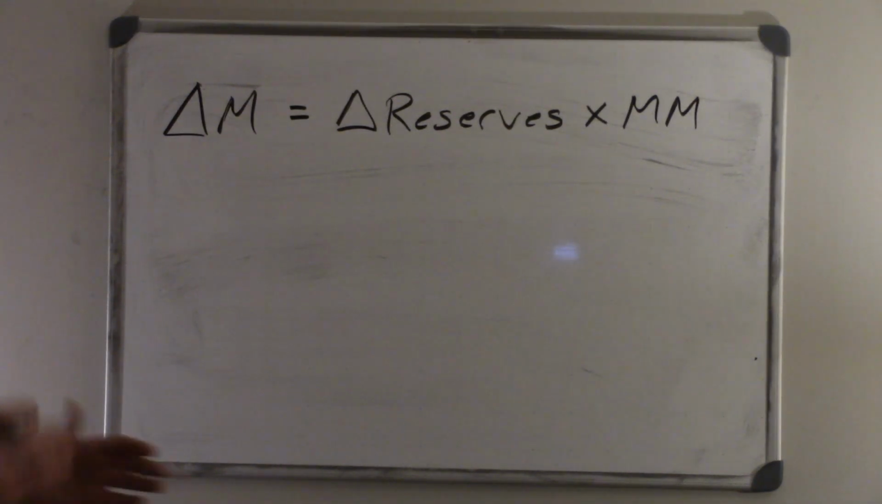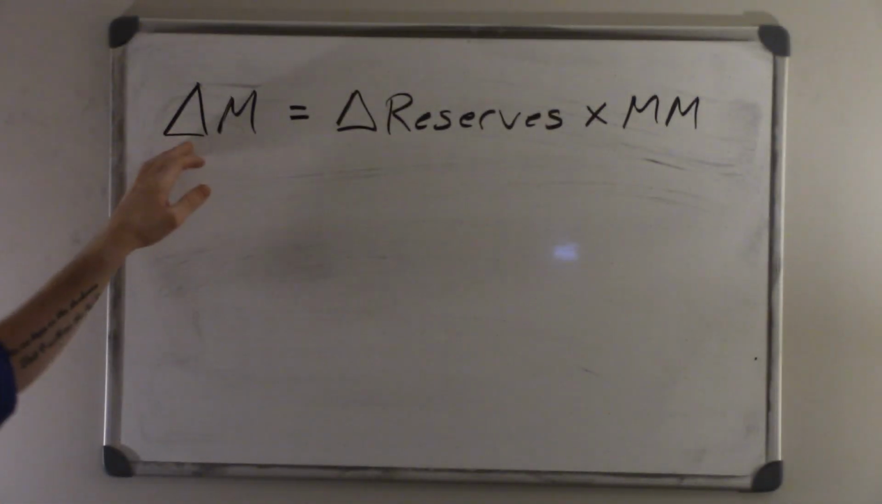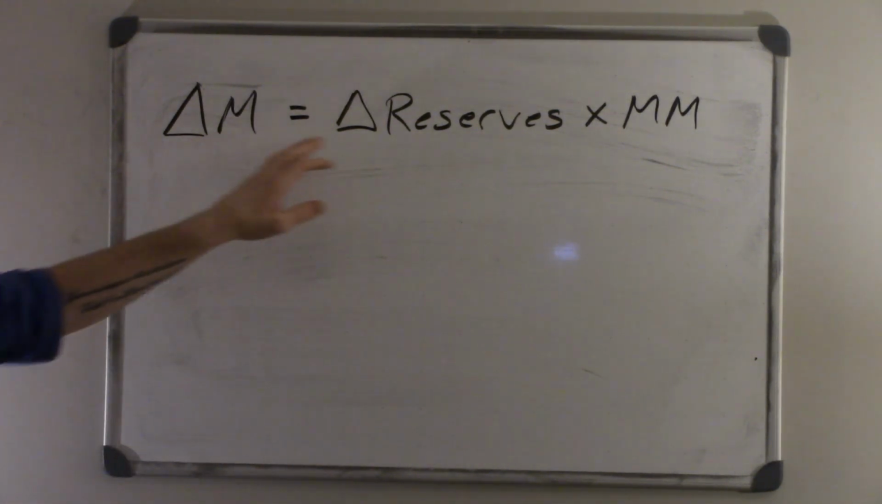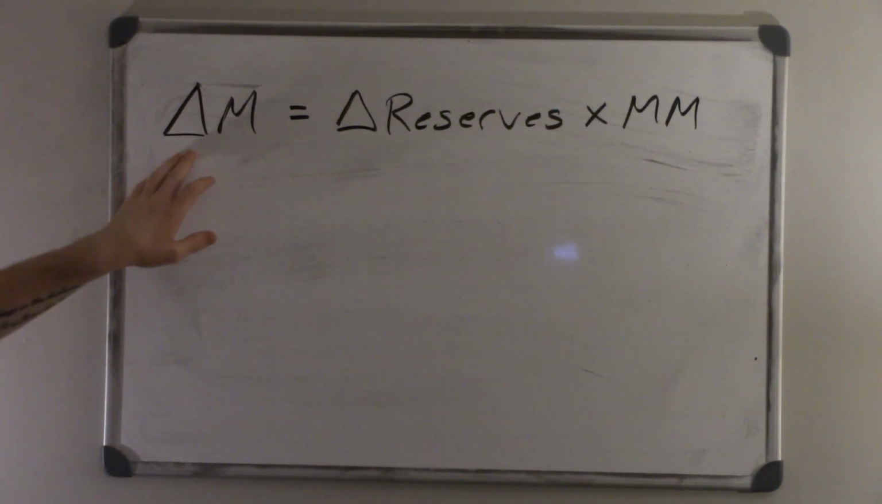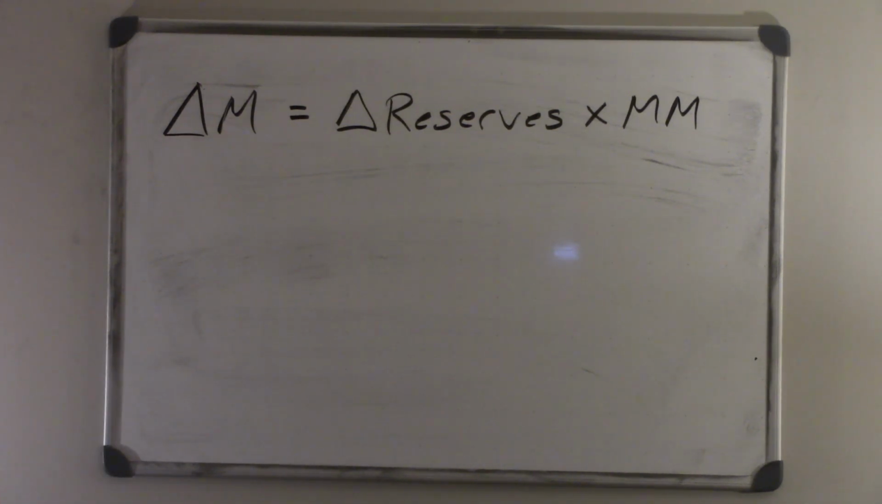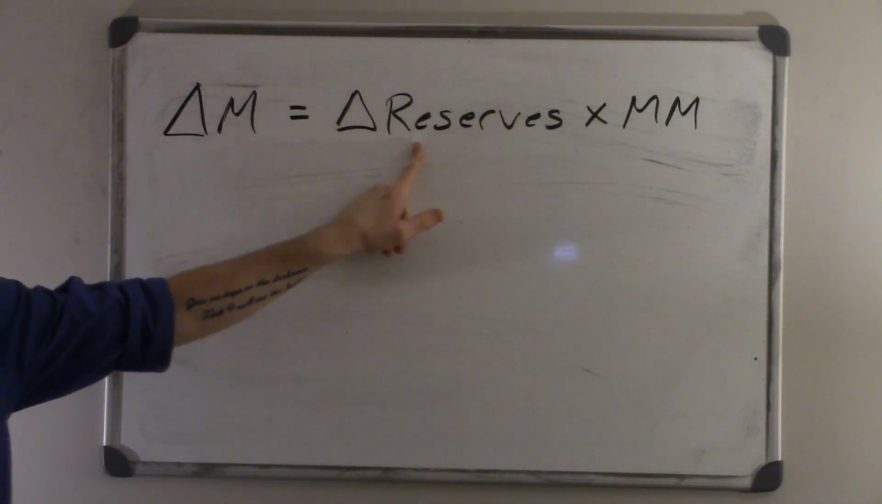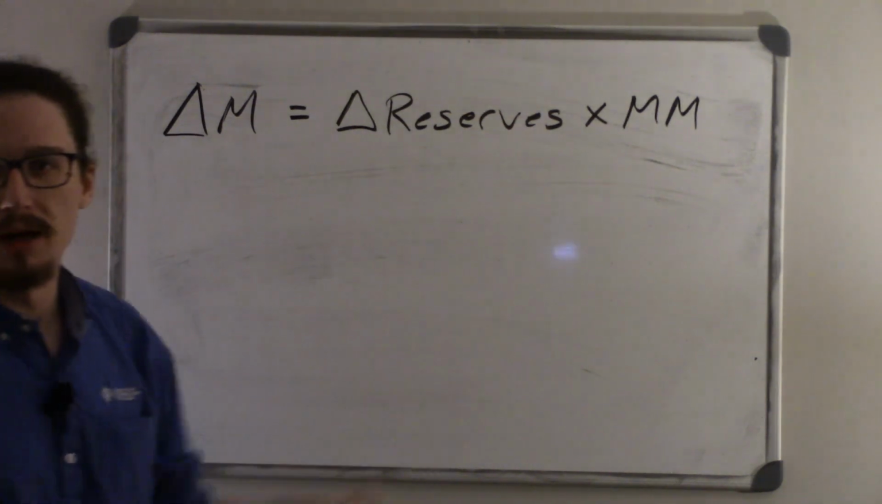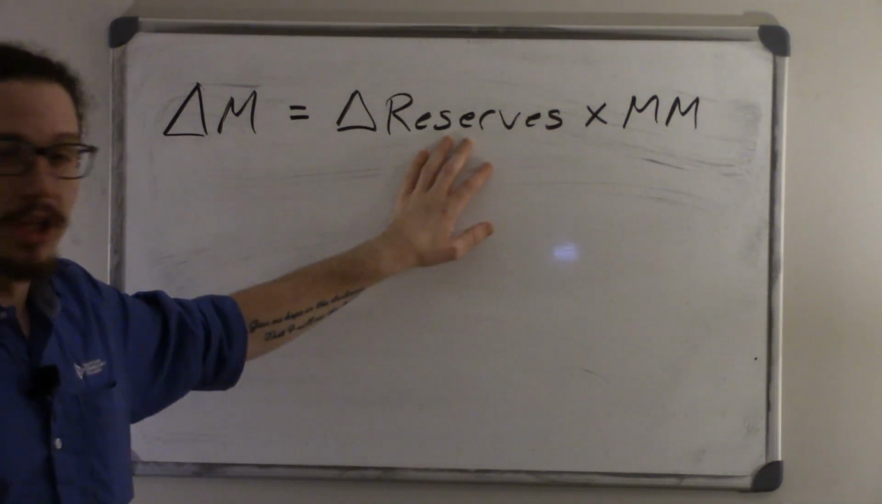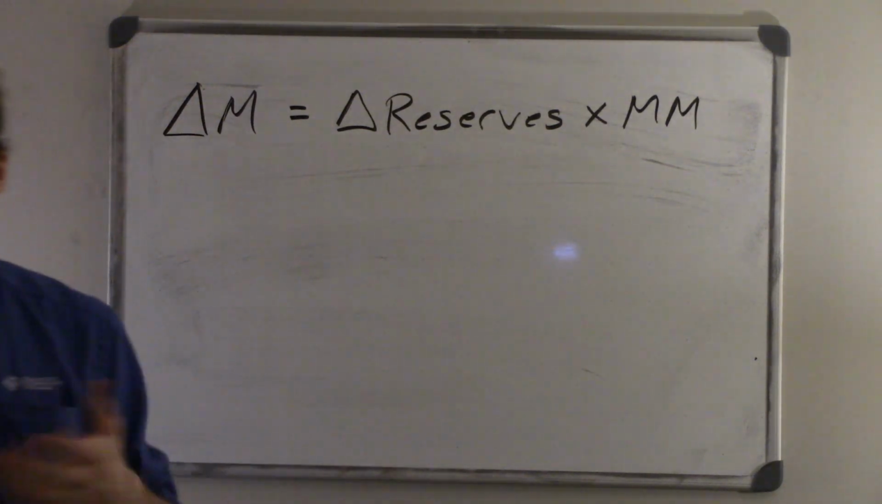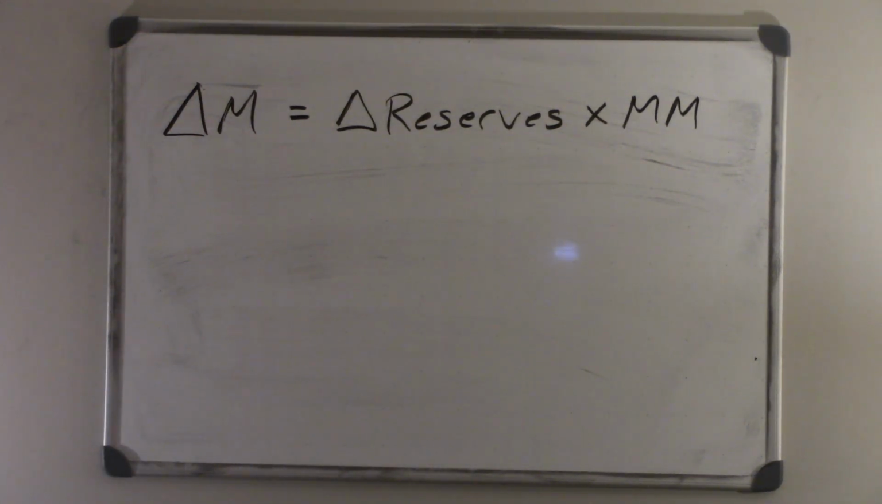For any of you that are unfamiliar with this symbol, this triangle, it's not actually a triangle, it's delta. Whenever we have delta, that just means the change, the difference. So we can read this as: delta M, remember M is our money supply, so it's the change in the money supply, equals the change in reserves times our money multiplier. By taking the change in our reserves and multiplying it by the money multiplier, we get how much the money supply has changed.